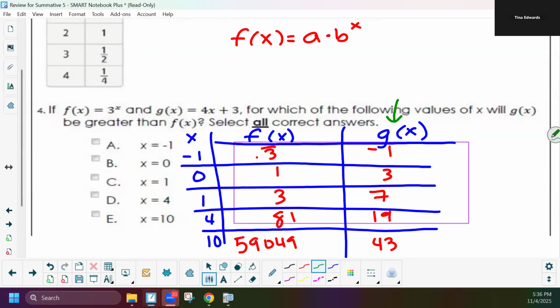So if I look at the first one, 0.3 is greater than -1. So that is not true. G of x is not bigger. In the second one, 1 and 3, 3 is bigger. So x equals 0 is one of the ones that make this true. And the next one, 7 is bigger. So 1. And this one, 81 is bigger, and this number is bigger. So the only ones where g of x was bigger than f of x was in B and C. That saved me a lot of time. I didn't have to sit there and substitute and fill this table by hand. I just used my calculator.